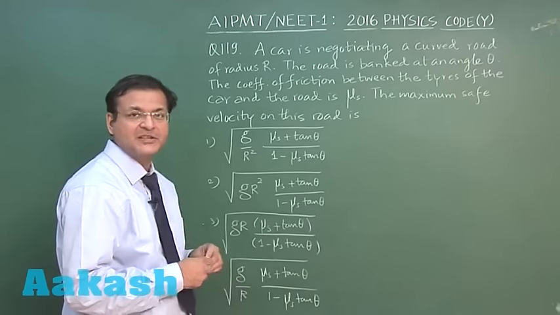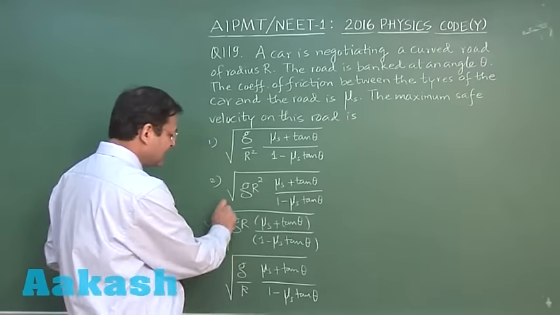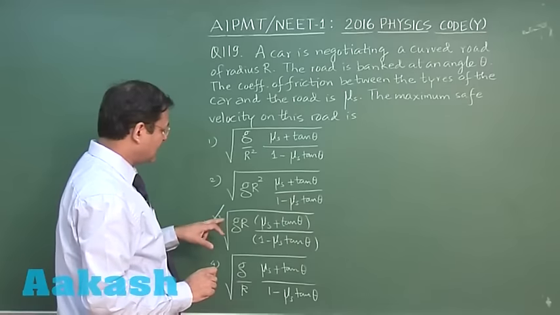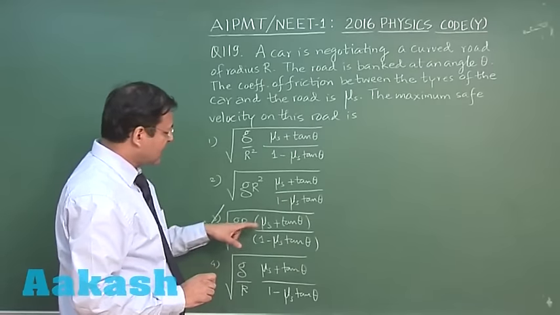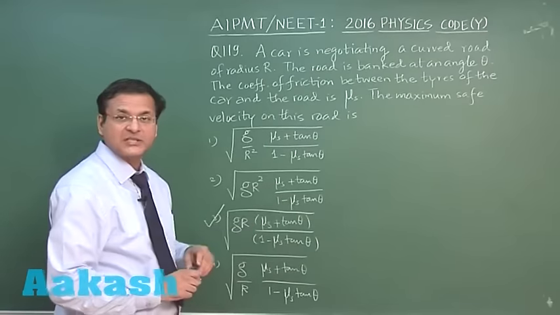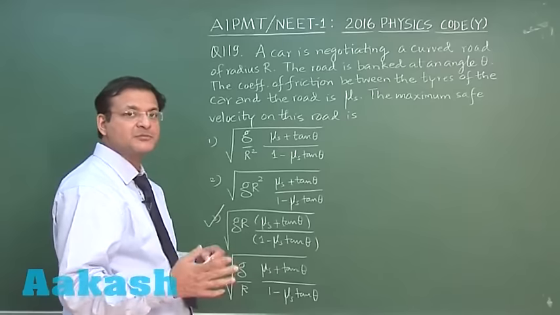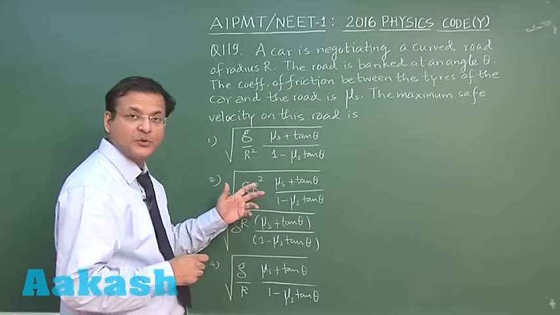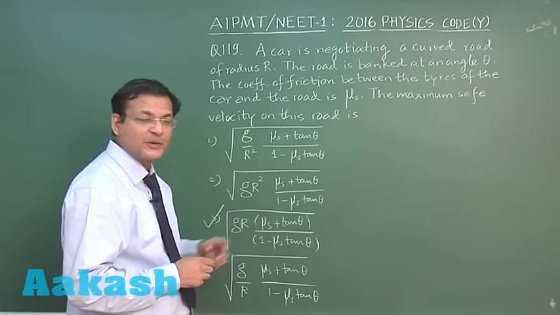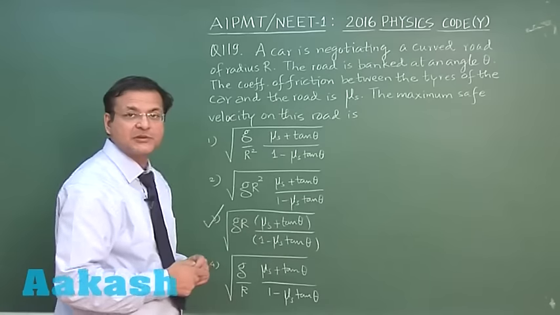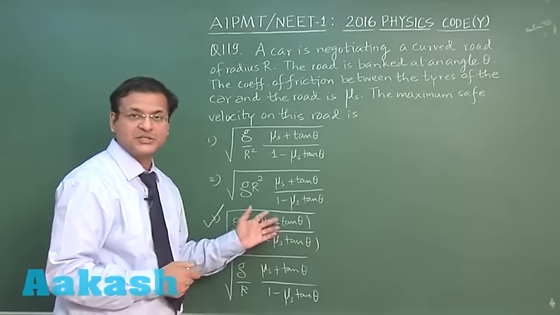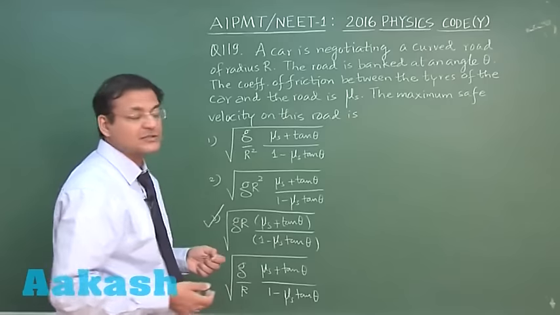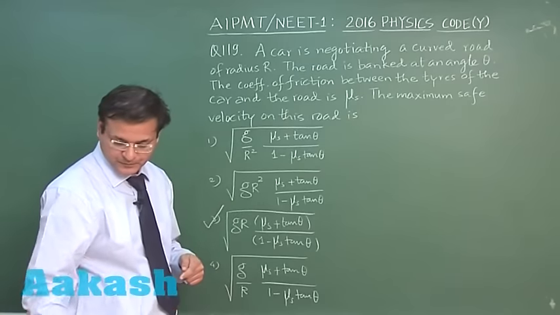So you have a standard derivation for that, for which you will see that the expression comes out to be, isn't it? Under root g r into mu s plus tan theta upon 1 minus mu s tan theta. You have a standard derivation for maximum speed as well as minimum speed. In minimum speed the things are just interchanged, plus is going to the denominator and minus to numerator, but the correct answer for this question will be the option number 3. So just mark it. Let us switch over to next question, that is question 120.